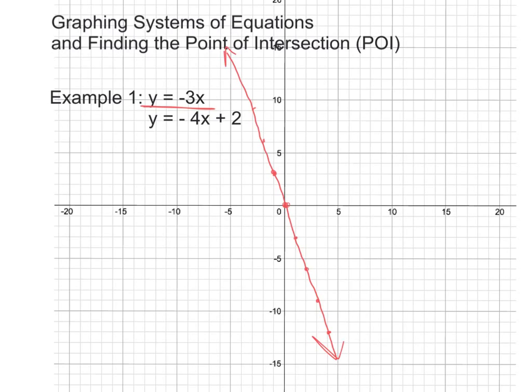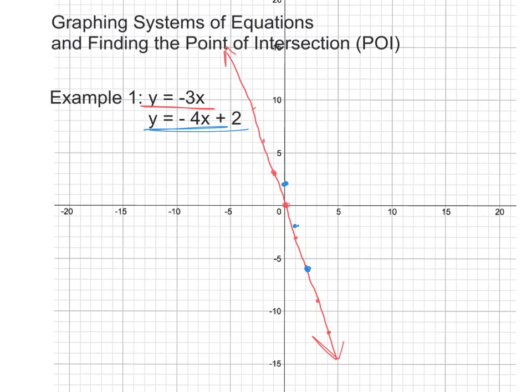With blue, I'm going to graph my other equation, y equals negative 4x plus 2. I'm going to identify my y-intercept at positive 2. So I'm going to draw my point, and then my slope is negative 4. So I'm going to go down 4 over 1 to the right. 1, 2, 3, 4. And I can see right here that I'm going to have my point of intersection. Both lines are going to cross at that point.